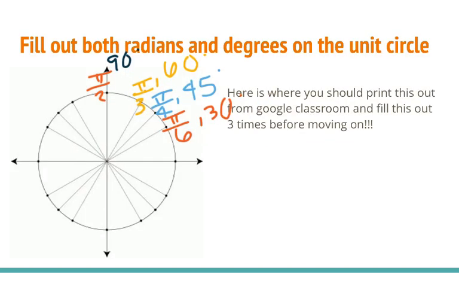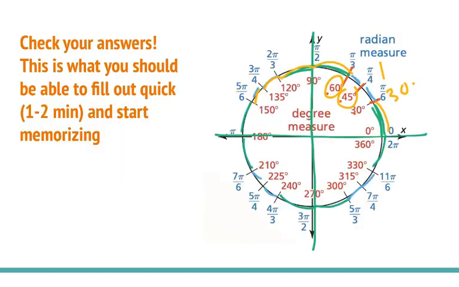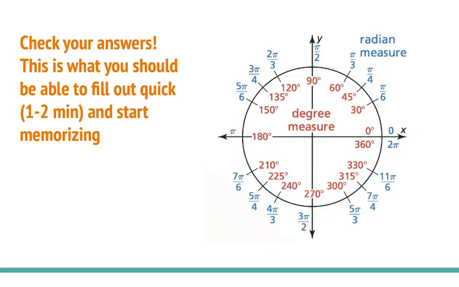So at this point, I want you to go back to Google Classroom, print out the page that looks like this, and I want you to be filling out both radians and degrees 3 times to make sure you really got the flow of it. And then when you're done, you can check your answers. So I'm going to leave the screen here and have you guys pause it, do that, and come back and play the video when you're ready to move on.